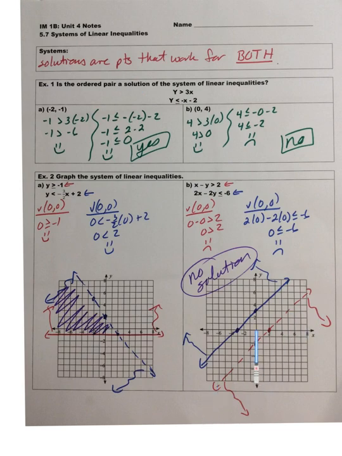I decided again to check the point 0, 0. I get 0 minus 0 is greater than 2. 0 is greater than 2. That is not true. So I don't want the point 0, 0, so I have to shade the opposite side of the line. So I'm shading below the red line.